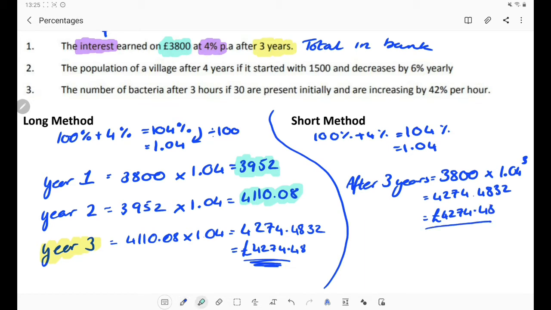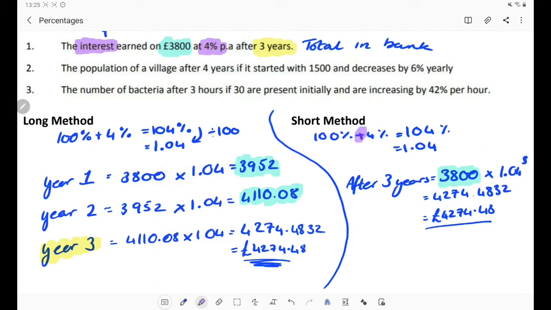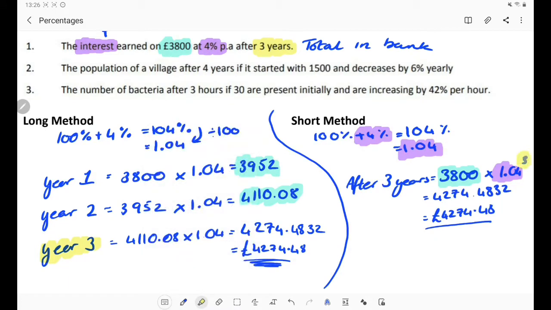I want to make it really clear, all this information comes straight from the question when you do your small calculation. The amount, your multiplier gets added on, turned into a decimal, plugged into your calculation, and the time, or the number of years, the number of weeks, the number of months, is your power.